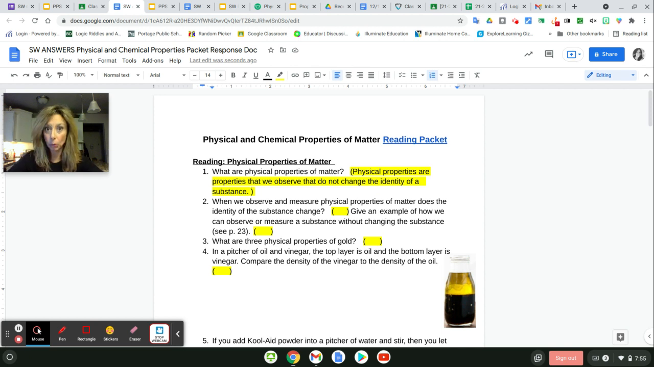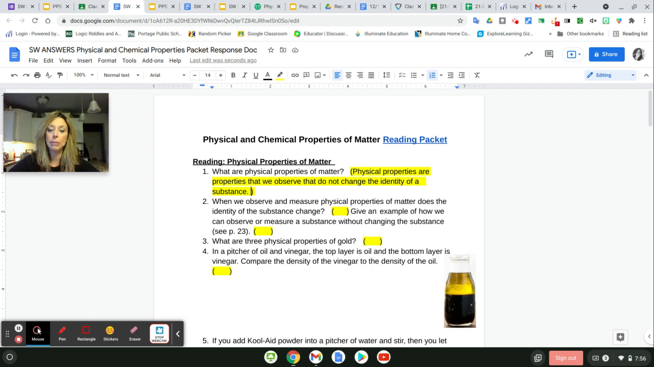Another example would be gold. If we melt gold, we are observing its melting point, which is a physical property, but by melting it, all we're doing is changing its state of matter. We're not changing its identity. It's still gold. It's just now liquid gold. That's it. Okay. All right.